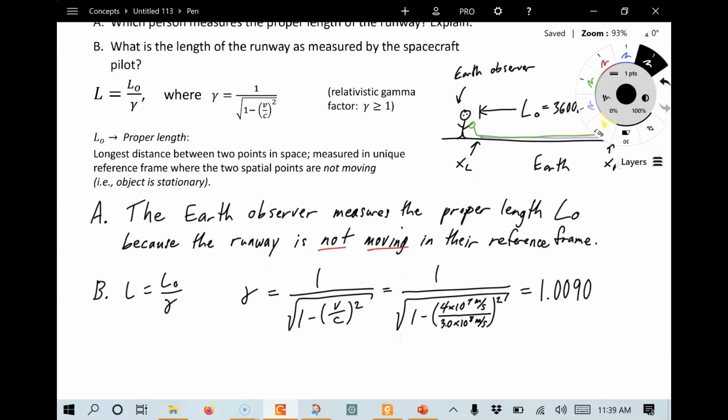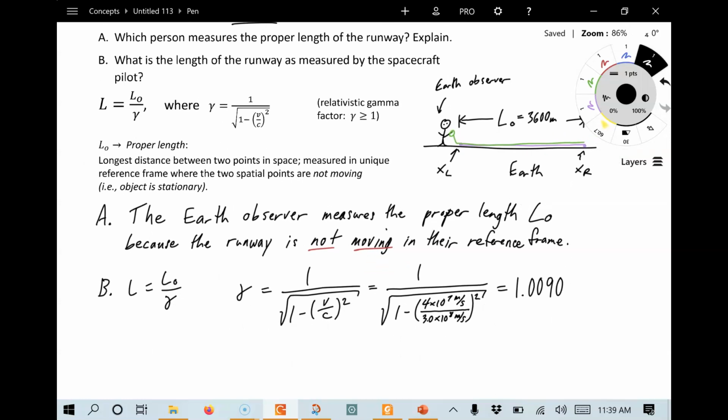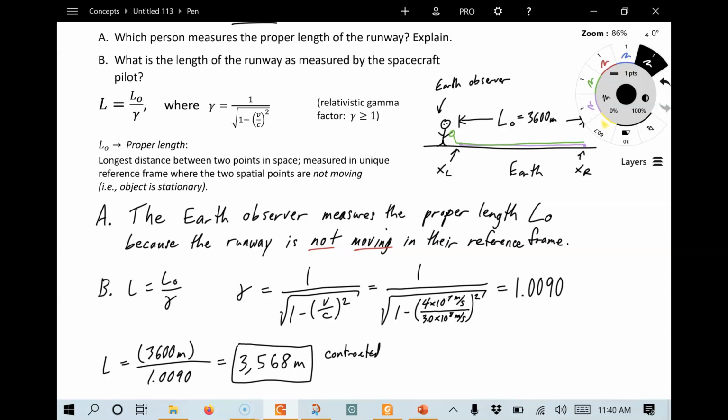There's not going to be a big change in the length observed by the pilot of the spacecraft. So let's put our values in here. L is equal to L0, 3,600 meters, divided by gamma, 1.0090, which comes out to 3,568 meters. This is the contracted length of the runway observed by the spacecraft pilot.